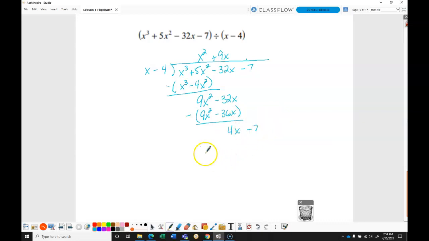Minus 7. Okay, and then it looks like I'm going to have to do a plus 4. That's what I get for trying to go faster, right? All right, so then I have a 4x minus 16, and when I do that subtraction I get a remainder of 9. Okay, so I'm seeing my answer as x squared plus 9x plus 4 with a remainder of 9 over x minus 4.